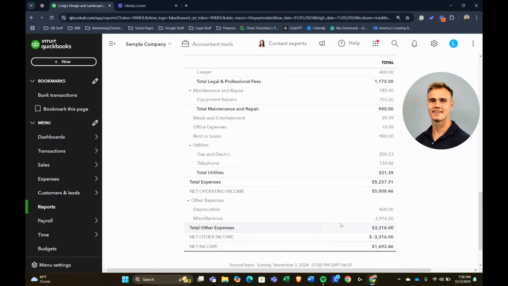So I hope this helps you get a better understanding of journal entries and how they actually affect your financial statements. And with this information, hopefully you can make some better business decisions.